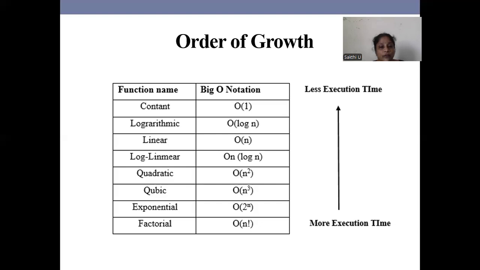So constant, order of 1. Whatever may be the size of input, it performs only one operation. That is order of 1. Logarithmic, log of n, is less than linear. Then n log n, that is the multiplication of n into log n. So logarithmic, linear logarithmic, and quadratic, order of n square. When n increases, the time increases in power: n square, 2 power 2, 2 power 3, like this. And cubic, n power 3, n into n into n. If n increases, the order of growth increases in cubic manner, then exponential, then factorial.